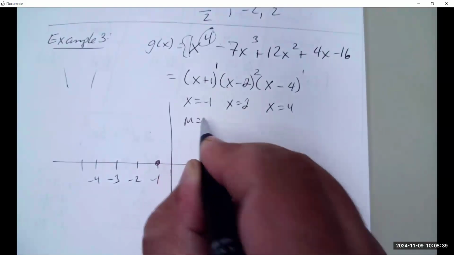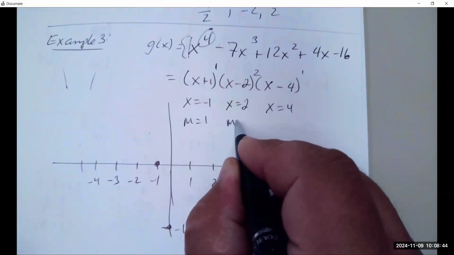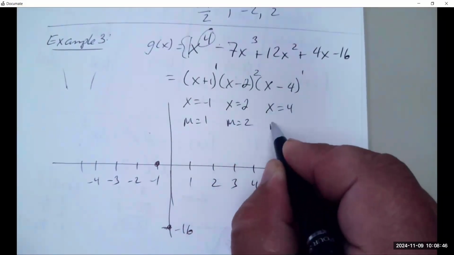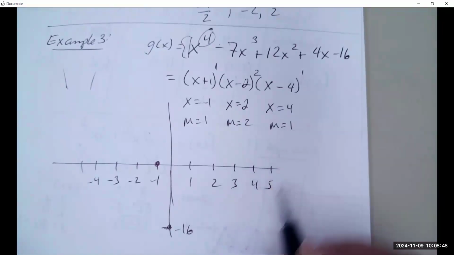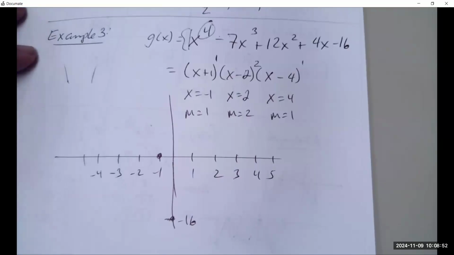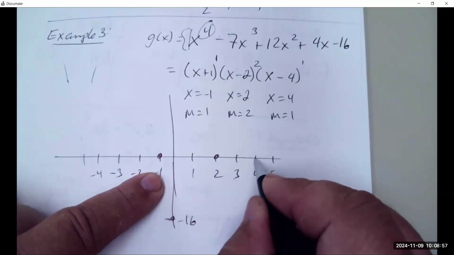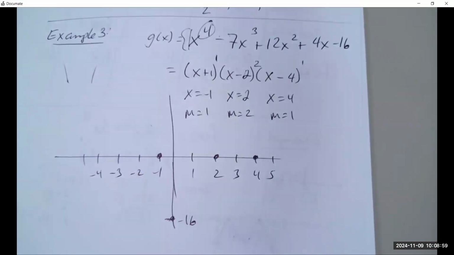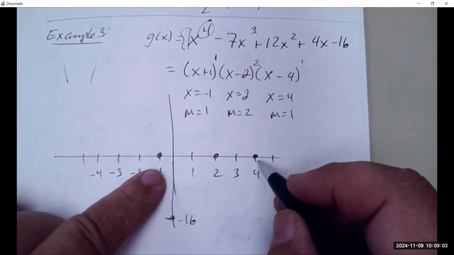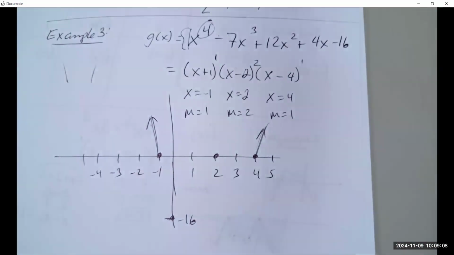What's my multiplicity in the first one? Multiplicity in the second one. And multiplicity in the third one. Why is that important? So I have -1, 2, and 4. So we have the x-intercepts. At the 2 outer points, we know they have to go up because that's what my leading term tells me.